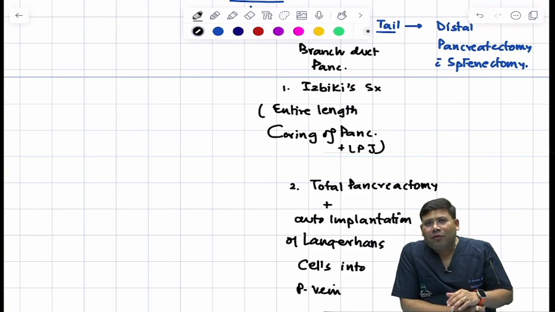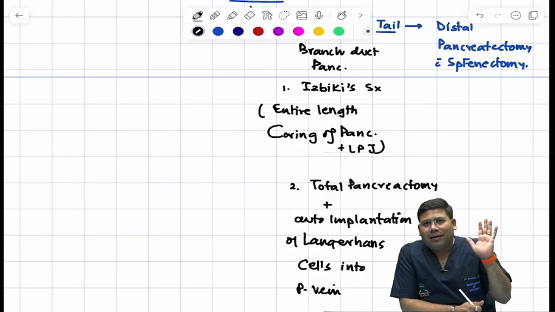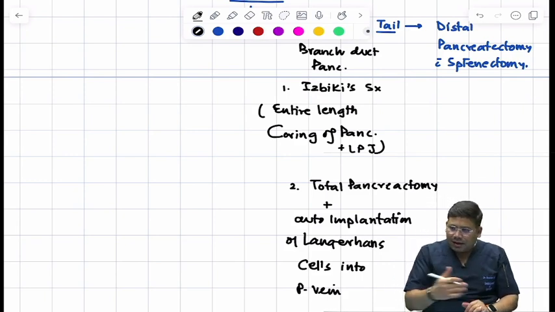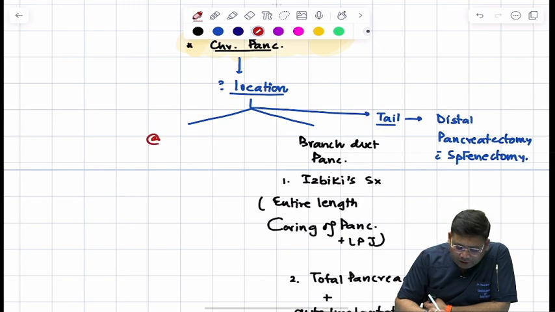So you got a question: what is the site for implantation or transplantation of the Langerhans cells? Answer is into the portal vein. Children, we only and only need it for the Langerhans cells, I'm talking about the Langerhans cells, the endocrine part. Anyway, come back and understand what about if it is a main duct pancreatitis involving the head.